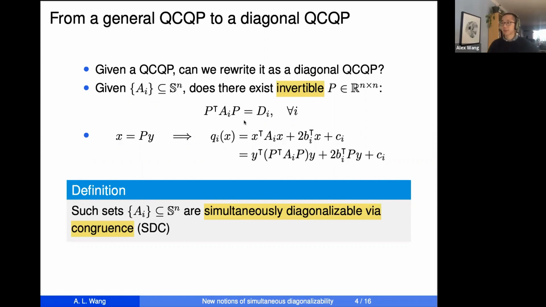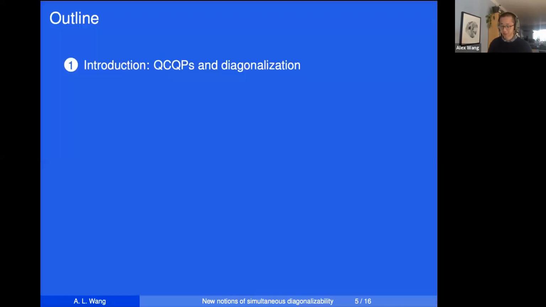Now that I've set up a little bit of this background, I can tell you a roadmap for the remainder of the talk. I've told you a little bit about QCQPs and why we might want to diagonalize them, and what it means to simultaneously diagonalize a set of matrices. Next I'll tell you a little bit more about this SDC property, recall, simultaneously diagonalizable via congruence, and we'll see some first examples and non-examples of this property.